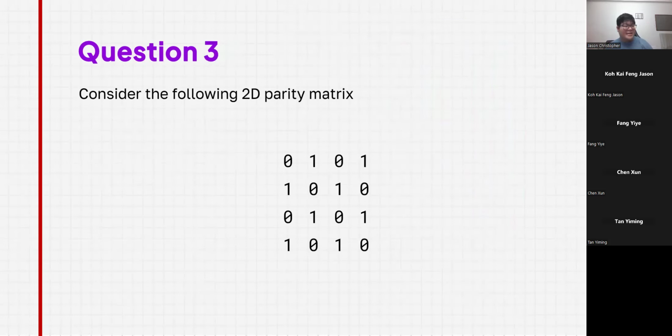Now let's move on to question 3. Question 3 is talking about the checksum and the 2D parity check. So suppose that we have this 2D parity matrix.